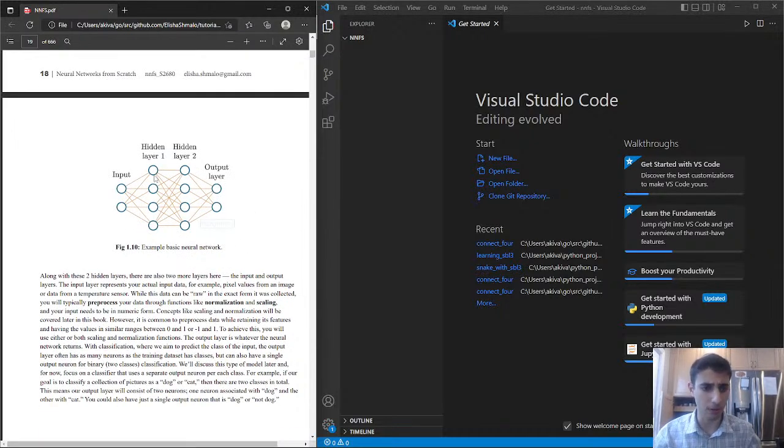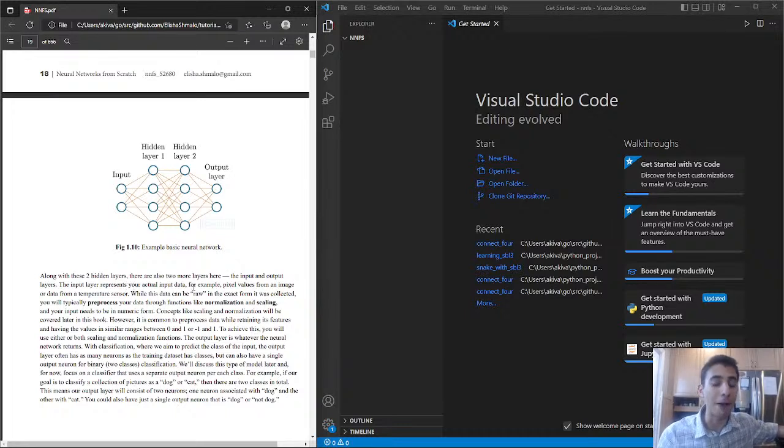Or rather, this is a deep neural network, I believe. Oh no, this is a basic neural network. I don't even know. The terms are confusing. They also don't really matter. Anyway. Along with these 2 hidden layers, there's also 2 more layers here: the input and output layers. The input layer represents your actual input data.